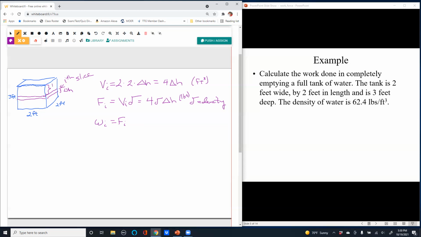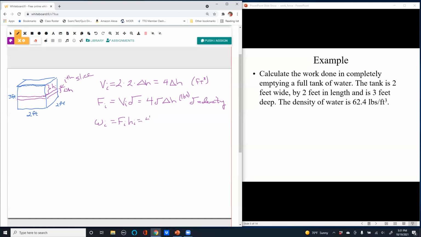Well, that is going to be H sub i, because it's different whether my slice is here versus whether my slice is up here or down here. That slice needs to go H sub i units to get out of the tank. Now, like I said before, we could make this H sub i, and then this would be 3 minus H sub i. The answer is going to come out exactly the same. So just make sure you're consistent through the whole problem. So taking that force on the ice slice and moving it H sub i out gives us the work on the ice slice.